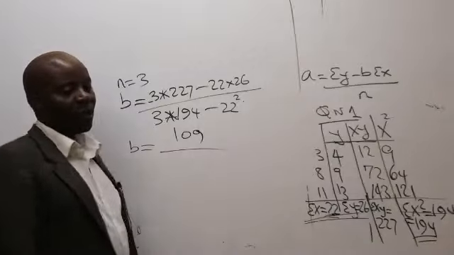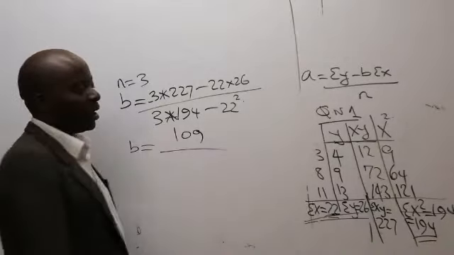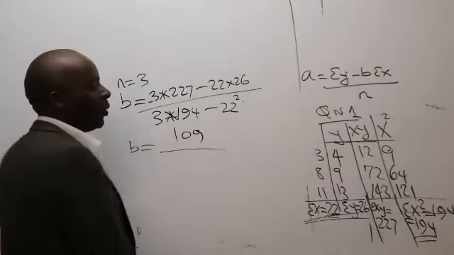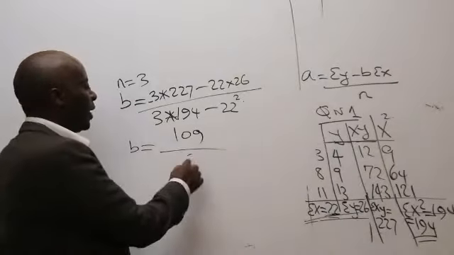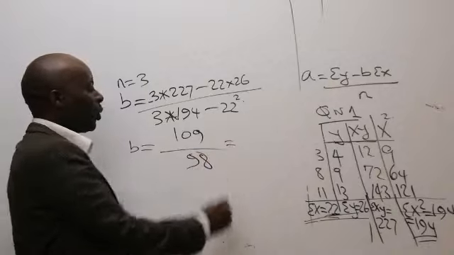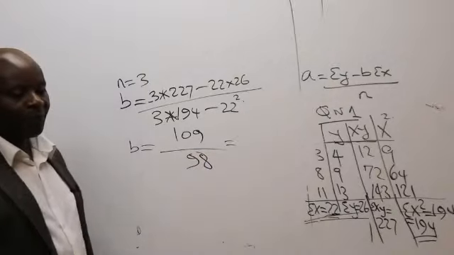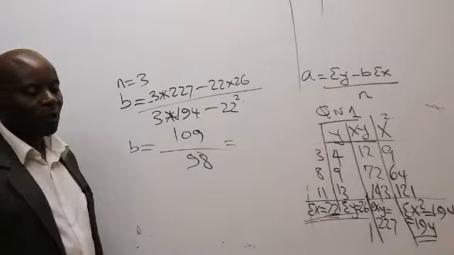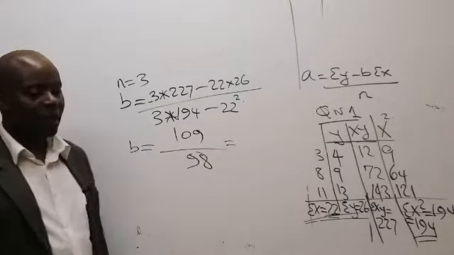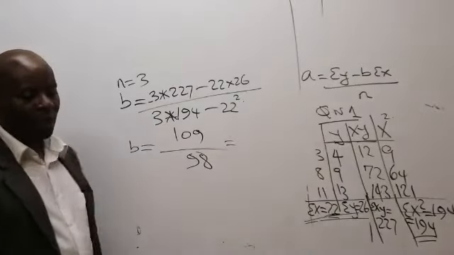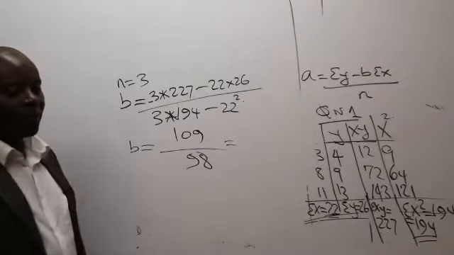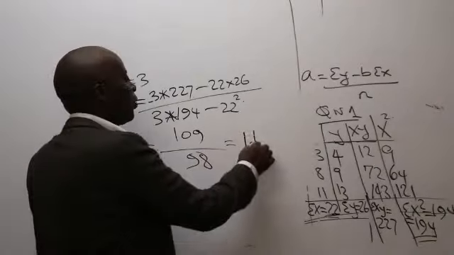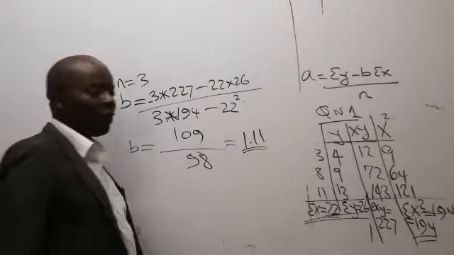How about the denominator? I'm being given a figure of 98. So somebody talk to us: what is 109 divided by 98, to 2 decimal places? Somebody's giving me a figure of 1.11111. Thank you very much.